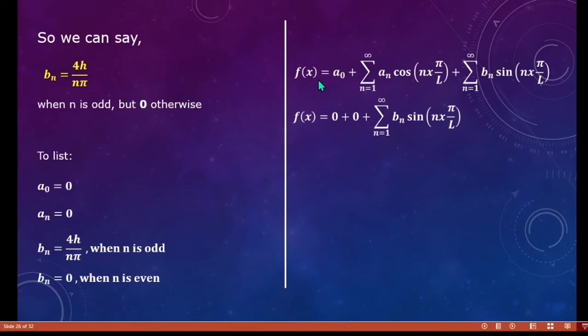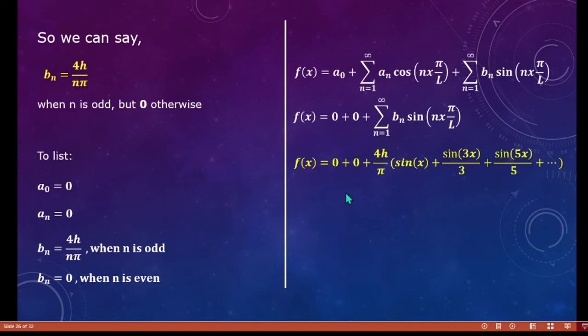So, we have a sub 0 is equal to 0. A sub n is equal to 0 times cosine of this function, so it becomes 0 pa rin. Plus our b sub n. What is our b sub n? So, if n is odd, ito, and when n is even, it is 0.